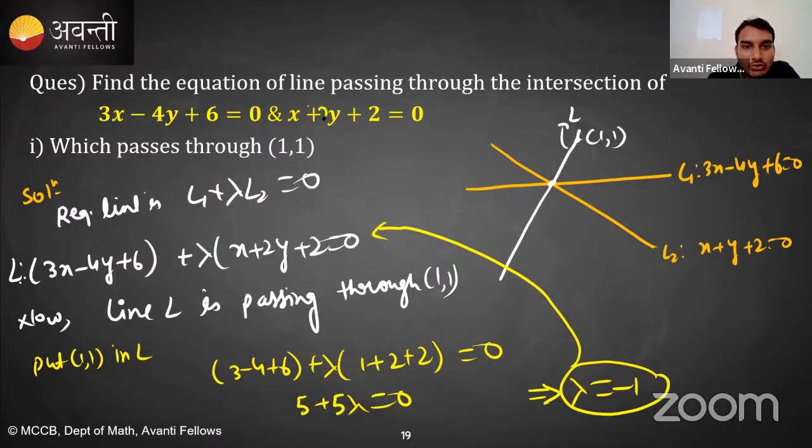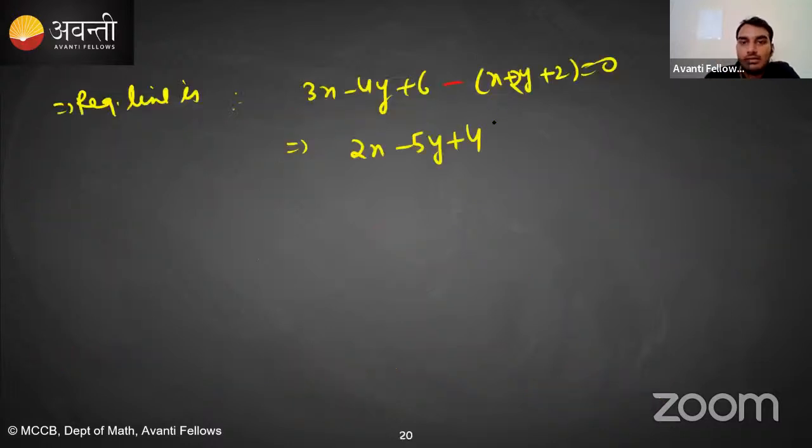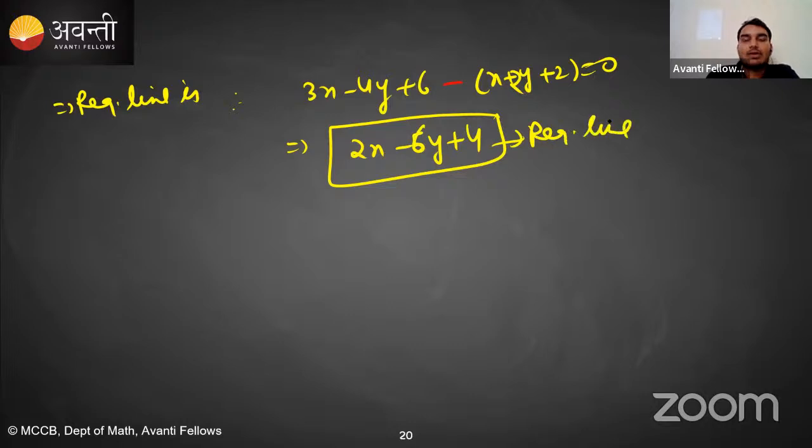Let's just make this 2y. Okay, so what is this? 6x minus 4 is equal to 0. So this is your required line. Okay, is this clear, students?